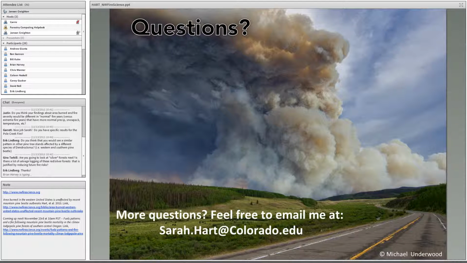Gina wants to know if I'm going to look at silver forests next. Is there a lot of salvage logging of these red silver forests that is justified by reducing future fire risks? Yeah, so I have not looked at silver forests yet, in part because there's not a lot of great data for that across the entire western US, although Garrett's done some good work on that.